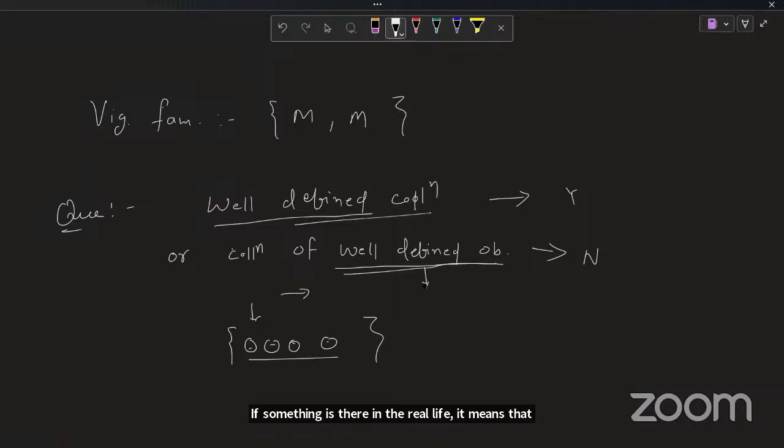Understood? Yes. So, sir, we need this collection to be well-defined. Sir, as you said, well-defined objects are something which everyone defines the same, right? So, well-defined collection. There was an activity question in which there was a set.